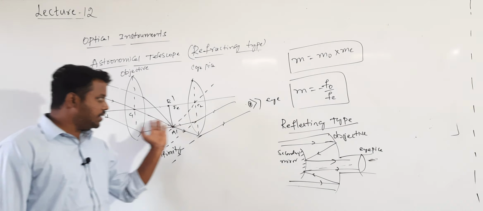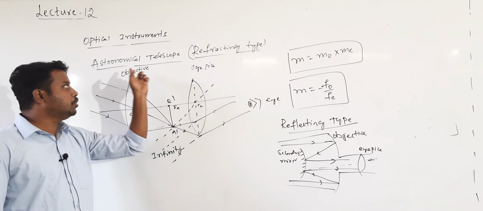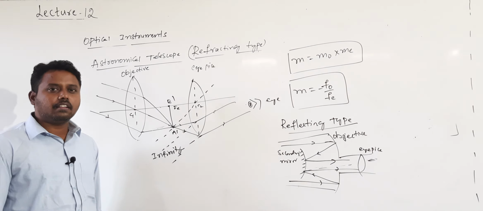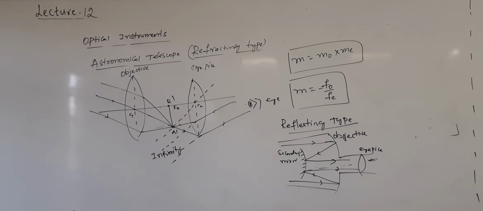Only the modification which is done, compared with the refraction type and reflecting type, is that the objective here is a lens, there it is a mirror. That is the only difference, the remaining is all as it is. And this is regarding the magnifying power of the telescope.